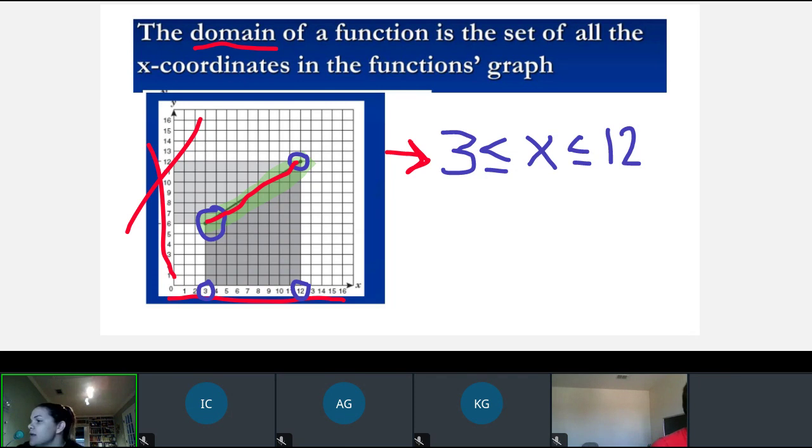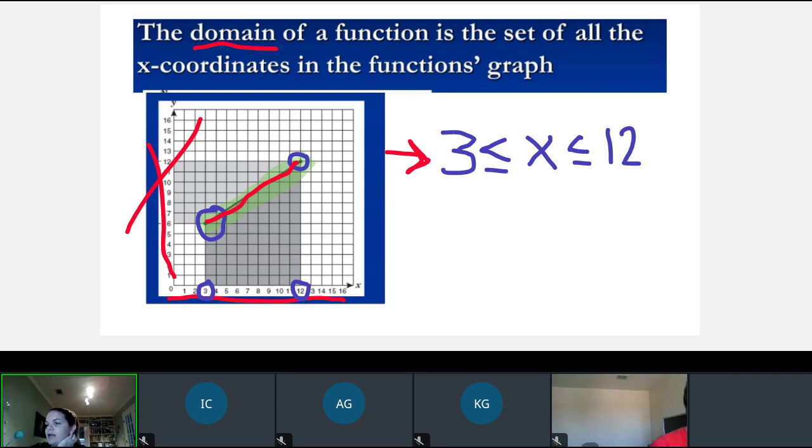So the domain of this function is numbers between 3 and 12. And some of you I saw in your homework were using the word inclusive. Inclusive means it includes those two endpoints.